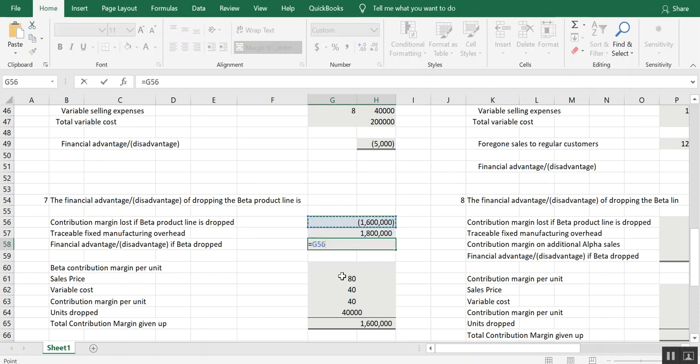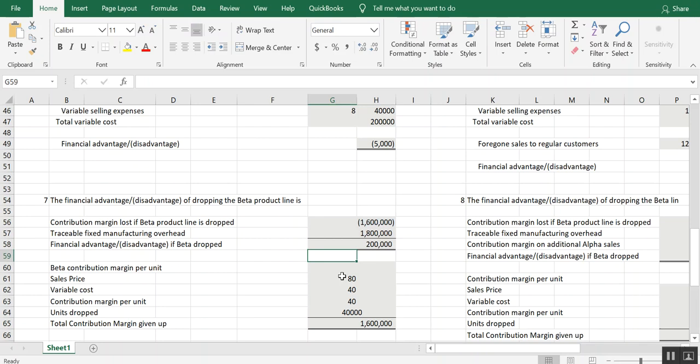So we add the sum of those two, and the difference between them is actually going to be a $200,000 financial advantage to drop the beta line. So with this scenario, with the volume being different, it's actually to our advantage to drop that line because we are not incurring the traceable fixed manufacturing overhead anymore.